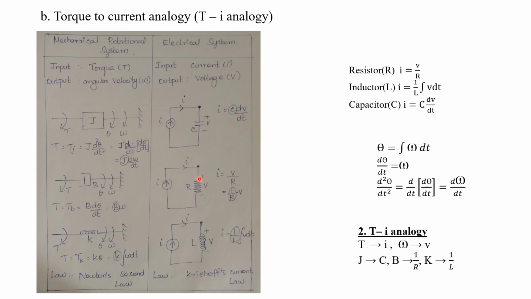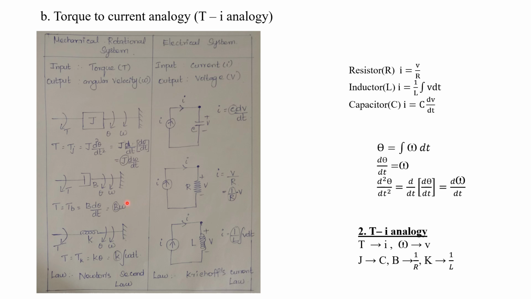Now this can be equated to an electrical component, the resistor. Here we connect the resistor to a current source because the input is a current. Due to the current flow, there will be a drop across the resistor. At this node, we apply Kirchhoff's current law. Incoming current I will be equal to the outgoing current, which is the current flowing through the resistor. What about the current flowing through the resistor? I is equal to V by R, where V is the voltage drop across the resistor divided by the resistance value. So this can also be written as 1 by R into V.